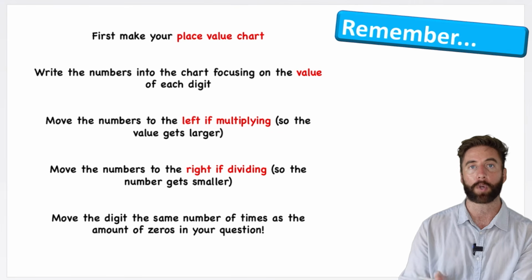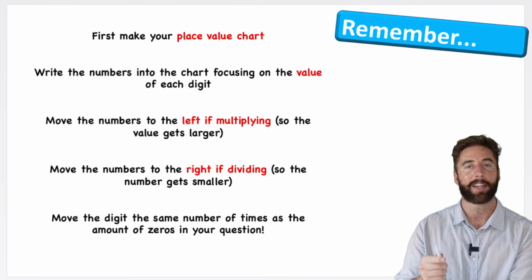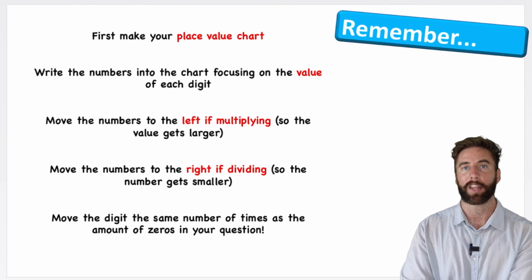To know how many columns we're going to move our number, we can simply look at our question, and if we're multiplying by 10, that is only one position: 100, 2, 1,000, 3. And that number corresponds to the amount of zeros that are in the question.